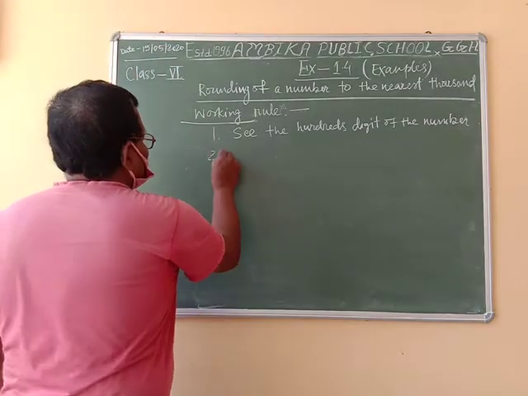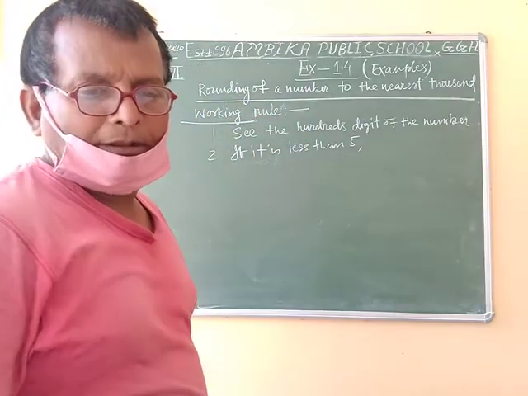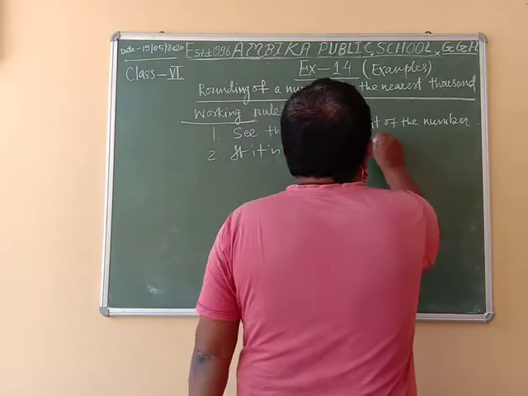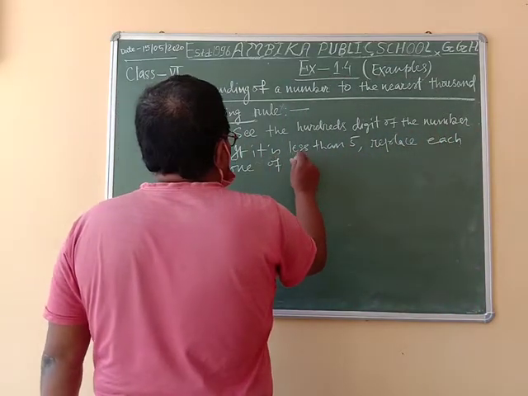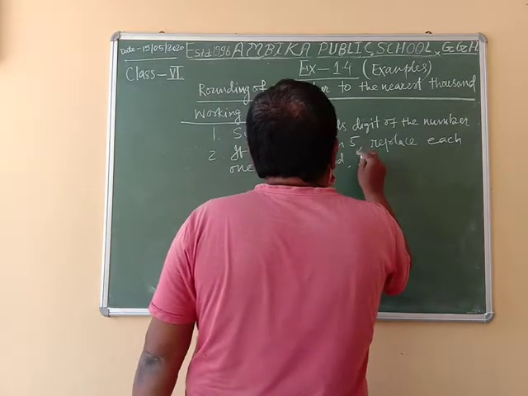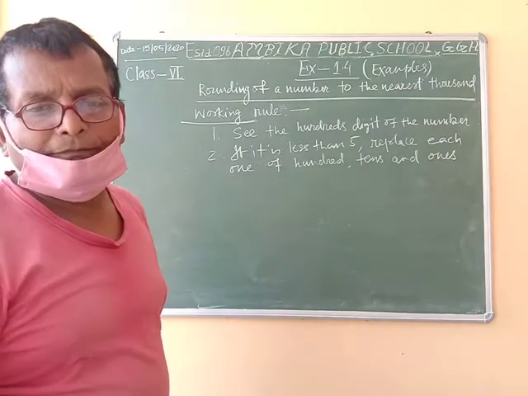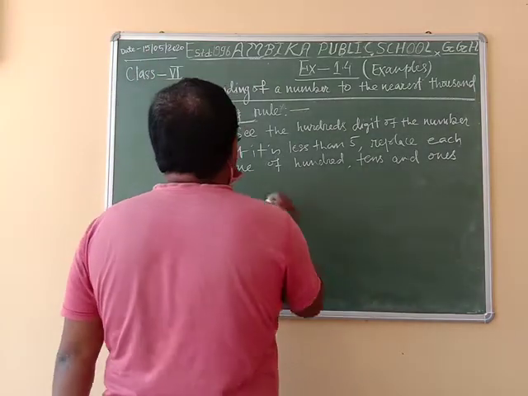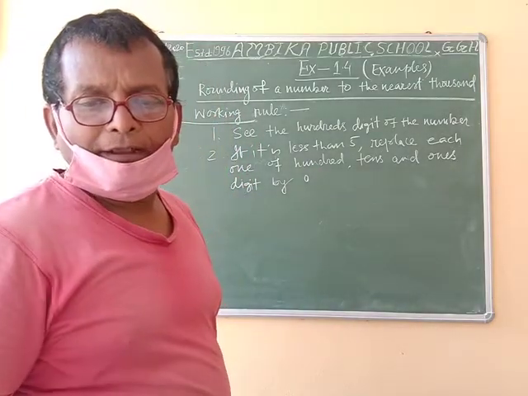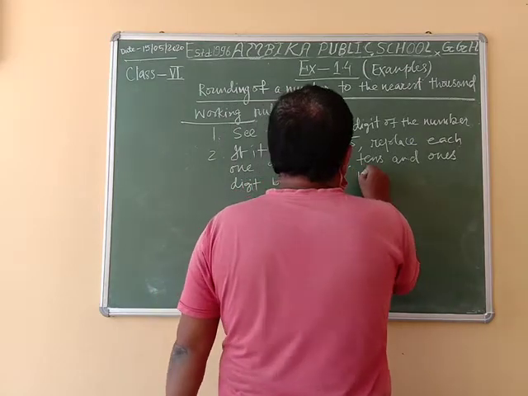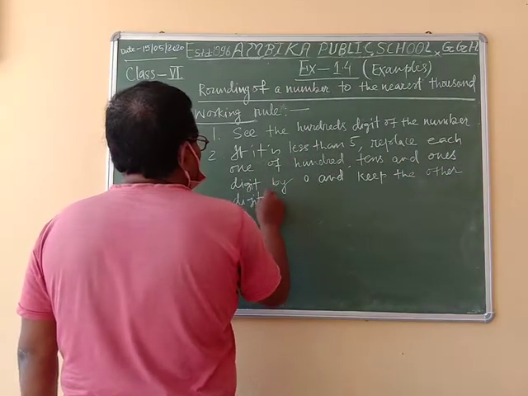If it is less than 5, replace each one of the hundreds, tens and ones digits by 0, and keep the other digits.